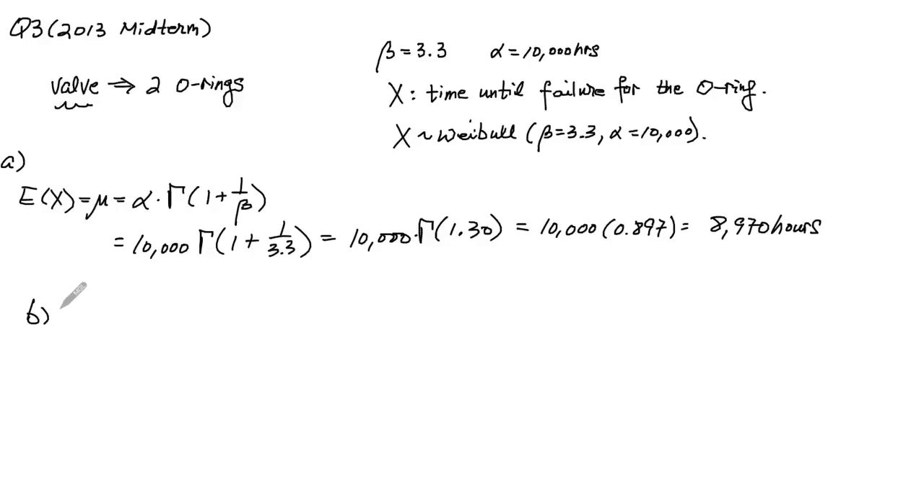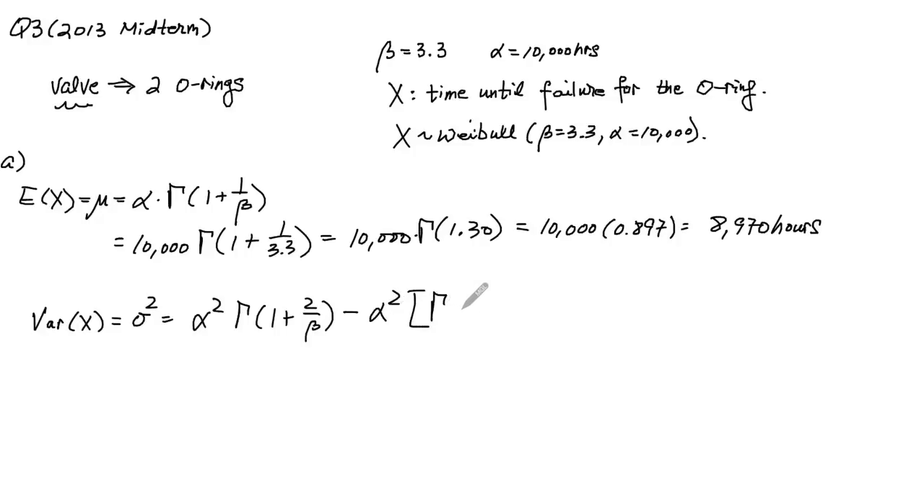Before we go to part B, we also have to calculate the standard deviation of x. Okay, so let's calculate the variance of x first, or sigma squared, and that is given by all of this. It's a long equation, but as soon as you can establish that a particular random variable follows a Weibull distribution, really it becomes nothing more than a computational problem.